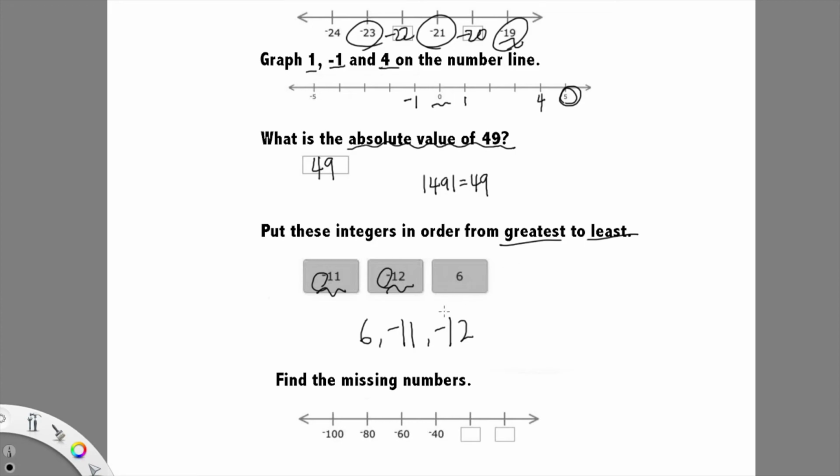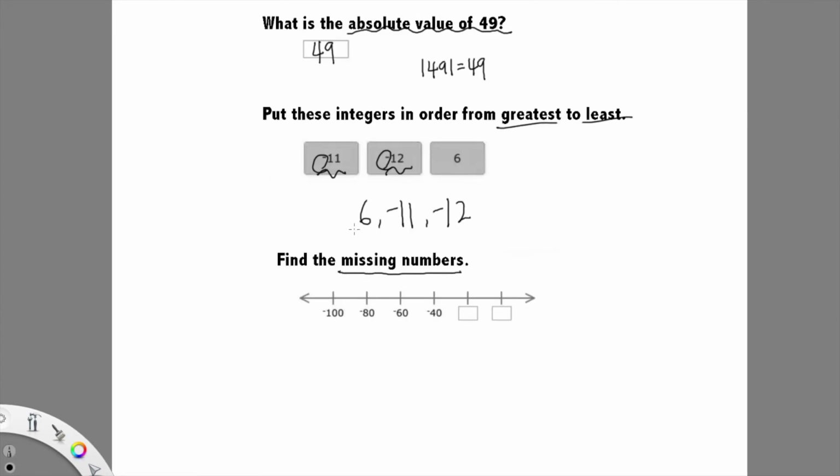The last question is filling in the missing numbers. Since the sequence of this chart is adding 20 as it grows, after negative 40, it is negative 20. Since you calculate negative 40 plus 20, after negative 20, it would be 0, because negative 20 plus 20 is 0.